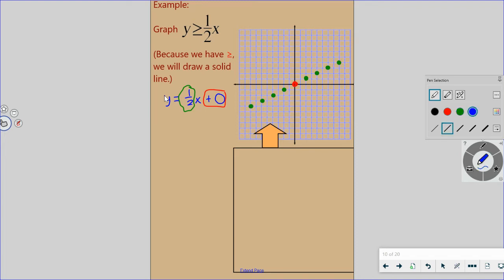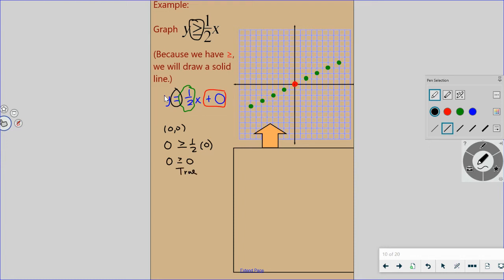Now, the point, though, is it's not an equal sign. It's a greater than or equal to sign. So should we color it a solid line or leave it open? So pick some points on the line. Let's just pick the point 0, 0. 0 greater than or equal to 1/2 times 0. Well, because of the or equal to, that's true.